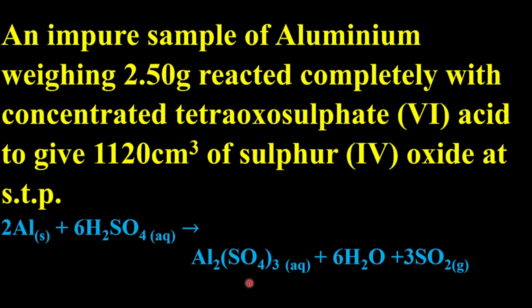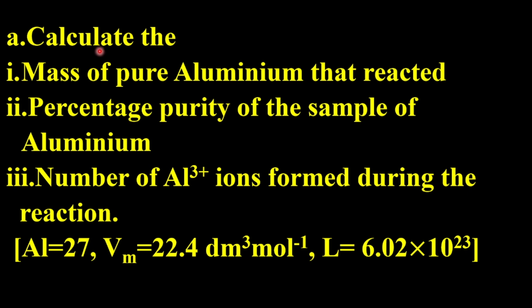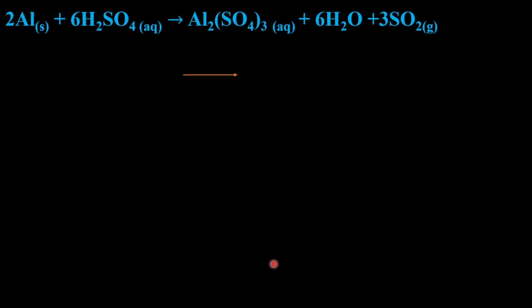Since we know that 2Al and 3SO2 is what we are going to depend on, let's see what will happen. First part of the question is saying that we are to calculate the mass of pure aluminum that reacted. The second part of the question reads percentage purity of the sample of aluminum. Let me give you a trick here. Whenever you hear percentage purity, it tells you that you'll be using the formula mass of pure over mass of impure times 100. Then the last part is also saying that we are to calculate the number of Al3+ ions formed during the reaction. So we have all parameters given. Now let's start with the show.